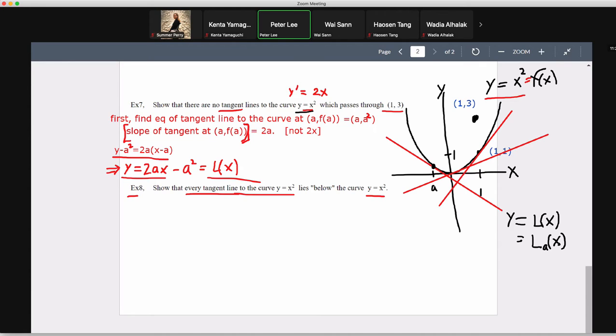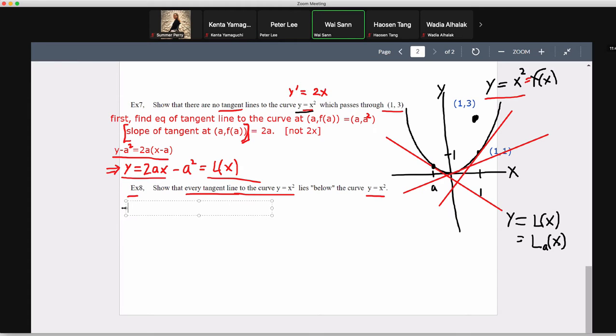You can tell me what you have to show? So we pick a line y equals L(x), that's the equation of the tangent line. If we were to show that this tangent line lies below this curve, y equals f of x, what is it that you have to show?